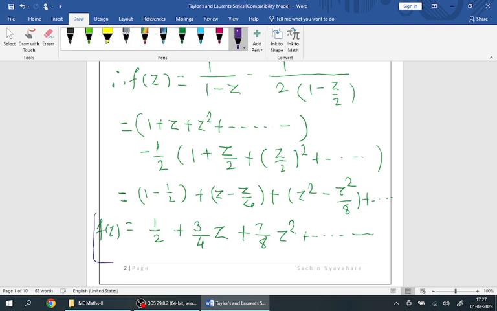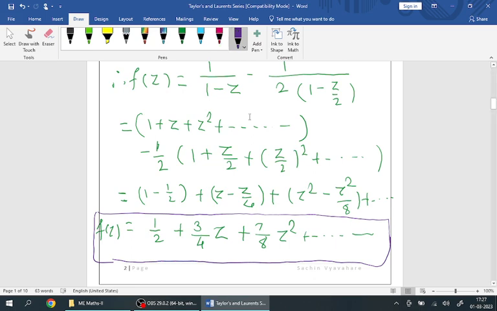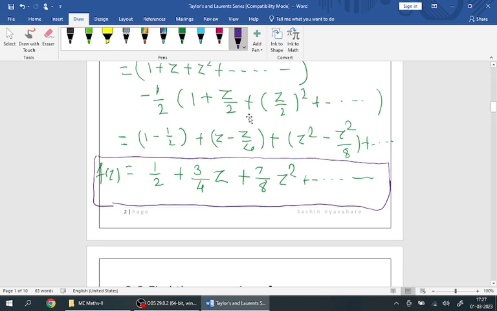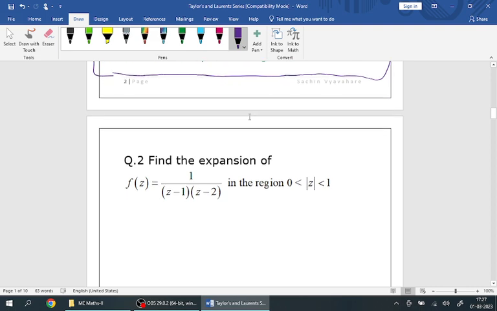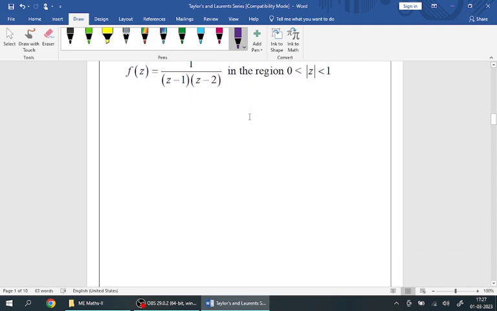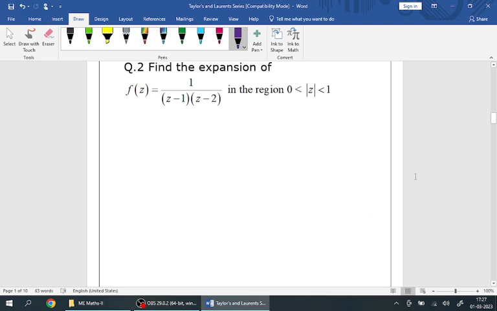So the final answer is f of z, which we expanded in the powers of z. Automatically you will observe the powers of z are positive. So we got here a Taylor series about the point z equal to 0. This is a Taylor series about the point z equal to 0. That is the end of question number 1. These examples are really simple. You only have to focus on mod r less than 1 and come to the similar expression.